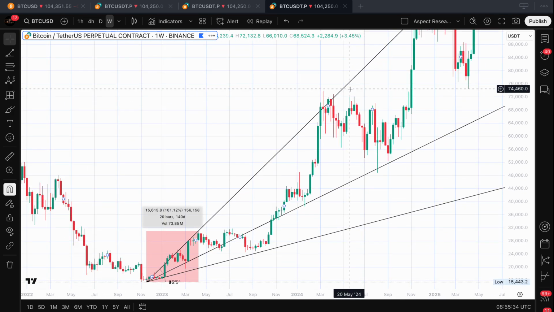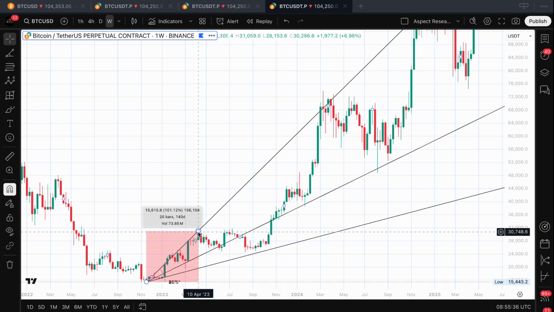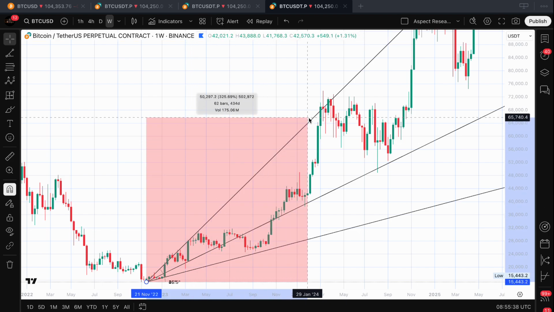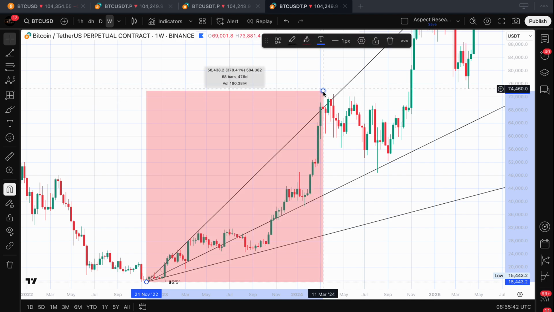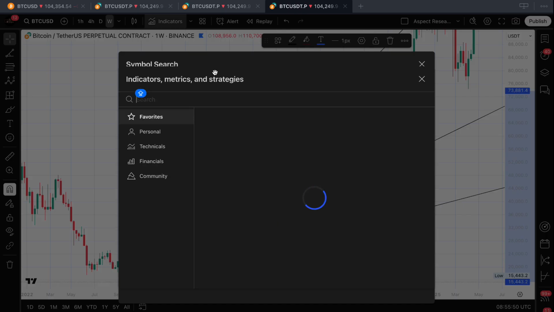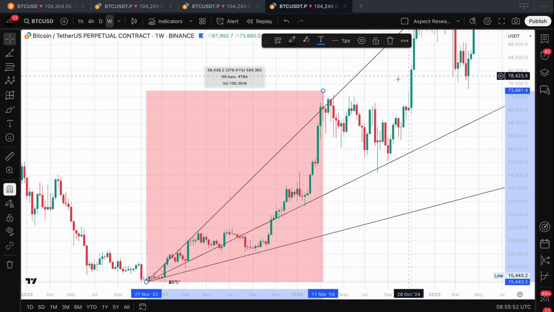But because we have a new top, we need to square the chart again. Take the measuring tool from the bottom to the top. We have a price appreciation of 58,438. Excuse me, okay? And we need to divide it by the time elapsed. Let's do it. Let me take a calculator.